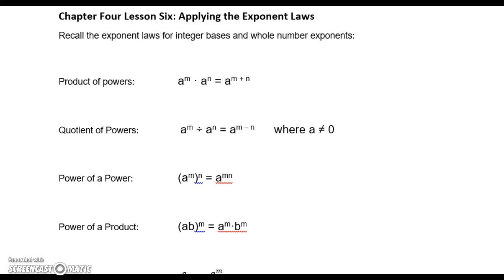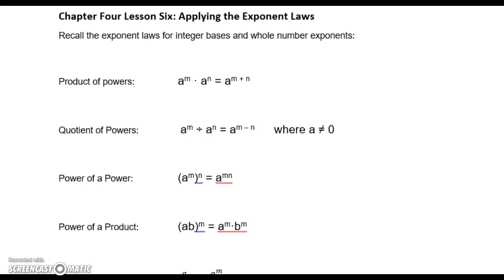In this video, we're going to look at Lesson 6 from Chapter 4, which is Applying the Exponent Laws. In grade 9, you learned quite a few of the exponent laws that work with integer bases, numbers that are whole numbers that can be negative, positive, or zero, and that have whole number exponents. We're going to quickly recap some of the exponent laws from grade 9, and then apply them to expressions that contain variables.